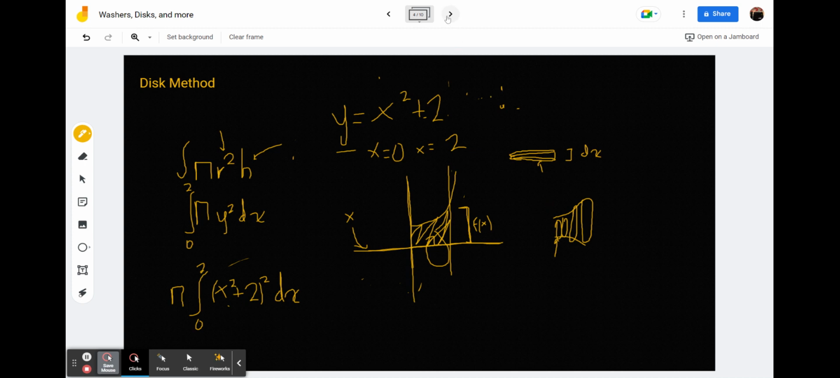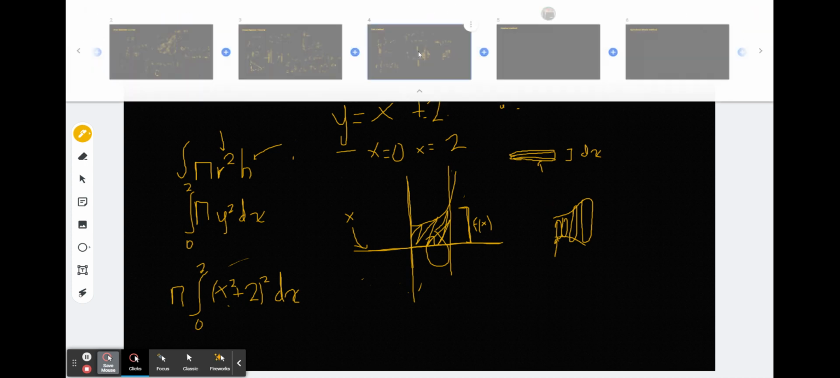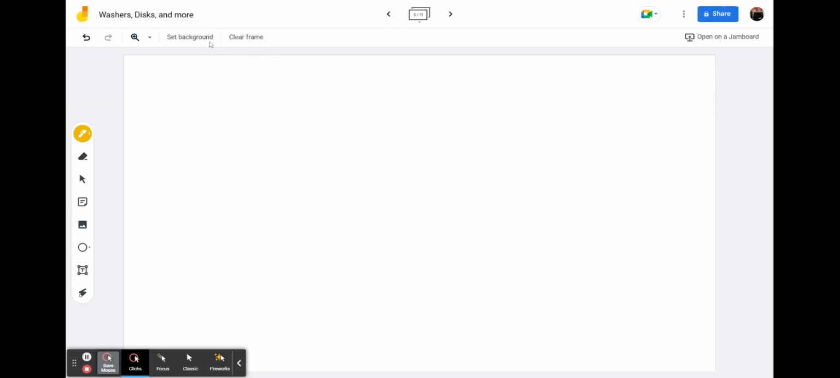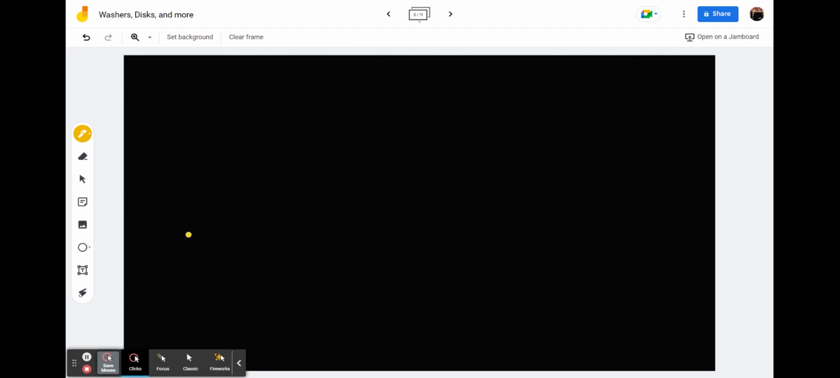Let's take a look at another example. In this case, we're asked to find the volume of the solid of the shape y equals x cubed, bounded by x equals 0 and y equals 8, about the y-axis.